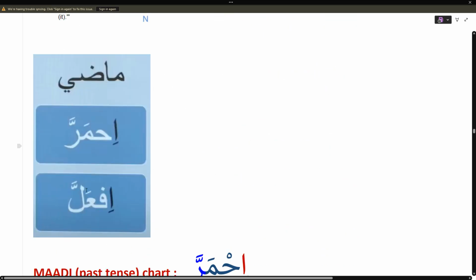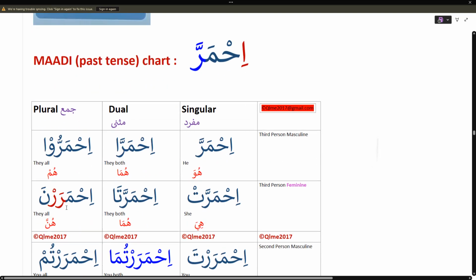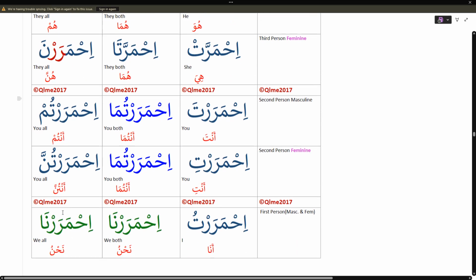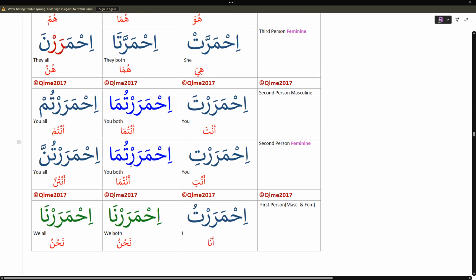Now let's take the Madi chart. It comes in the if'alla pattern, so it becomes ihmarra. So the chart is ihmarra, ihmarra, ihmarru, ihmarrat, ihmarrata, ihmararna. So here in third person feminine plural hunna, the ra is separated. And we have ihmararta, ihmarartuma, ihmarartum, ihmararti, ihmarartuma, ihmarartunna, ihmarartu, ihmararna. So until nahnu, the ra is separated.